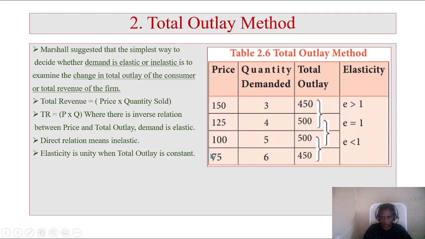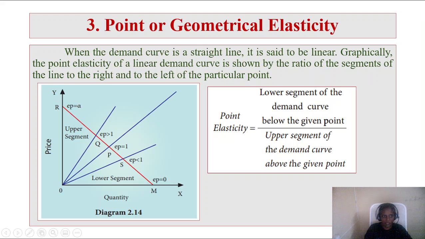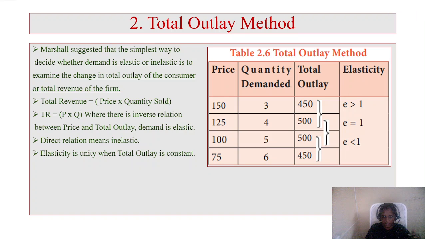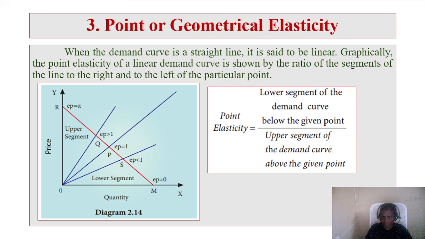Next we are going to see one more method, the point or geometrical elasticity. This is also very easy. If you connect this with the total outlay method, whatever points we have given in the tabular column in the previous table, we are depicting this tabular data in a graph. That is the main difference, but the data will be the same. Only the economist is explaining the concept with the help of a diagram.